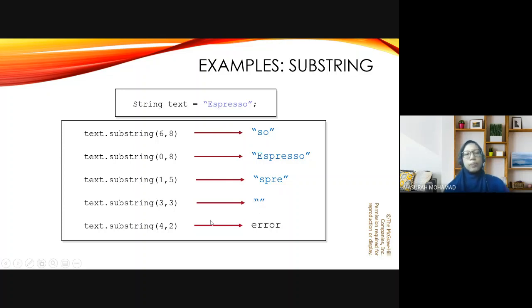And then for the last one, we call the substring, and the position or index starts at 4: 0, 1, 2, 3, 4, which is E. However, j is less than i. So we cannot use this kind of value, because j is less than i. So Java will return an error message.